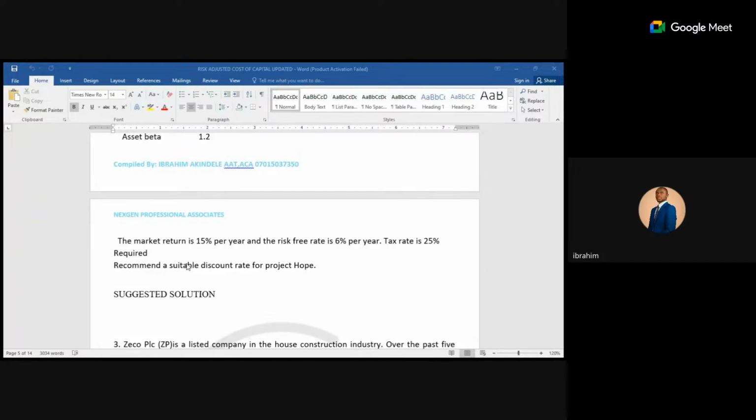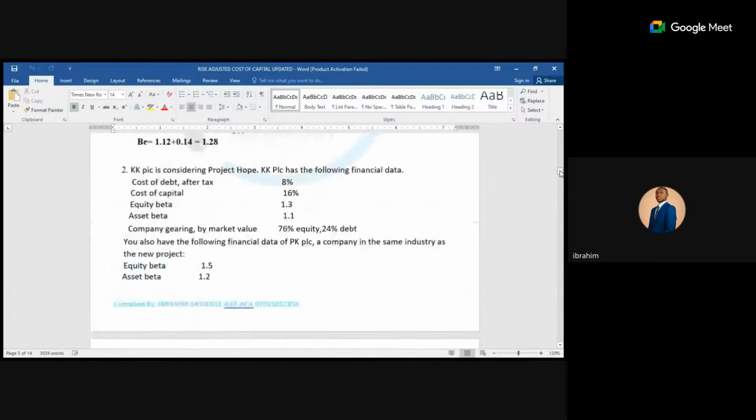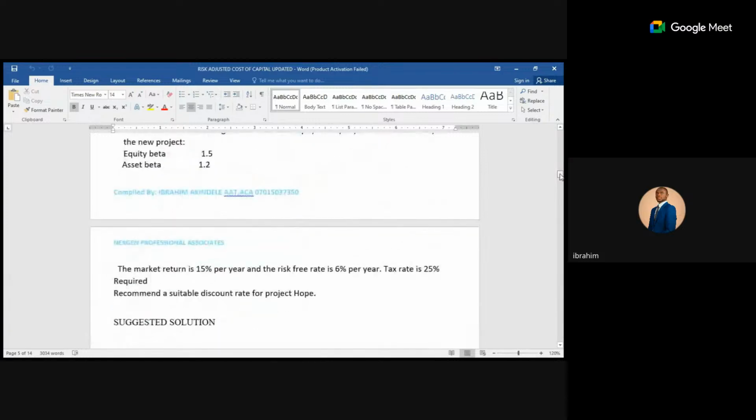Suitable discount rate, right? Recommend a suitable discount rate for what? For Project Hope. So you should recommend. So it could be that maybe they want to go into another project. We don't know, but let's read. But this has already given us where we are heading to already, right?